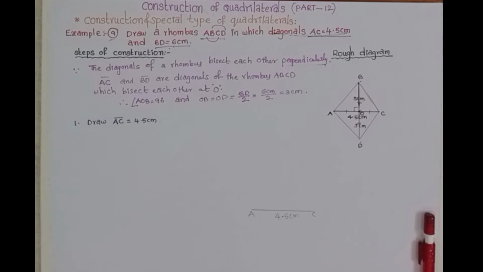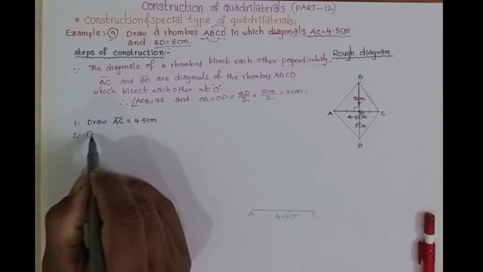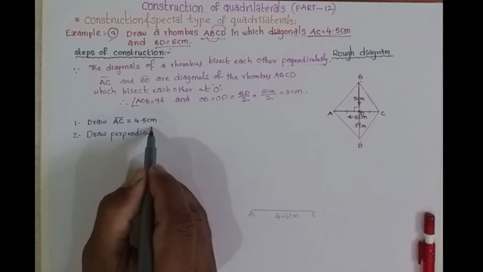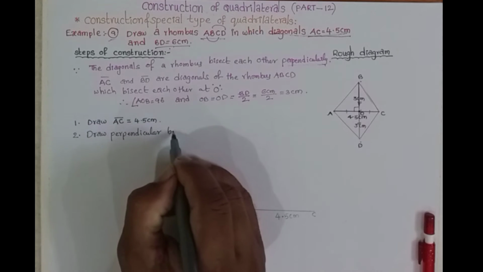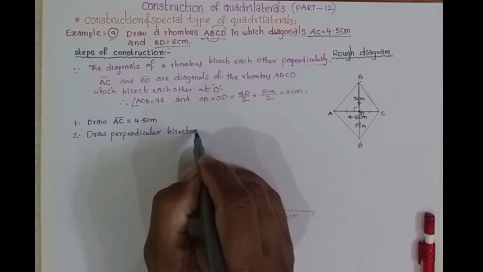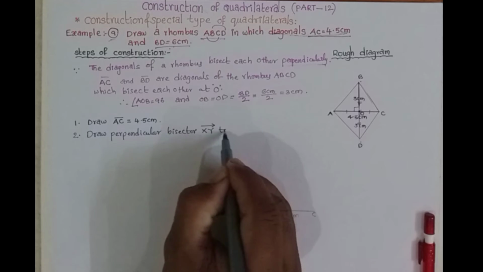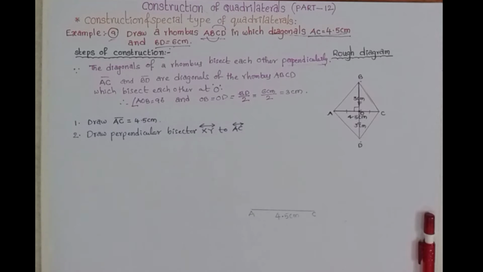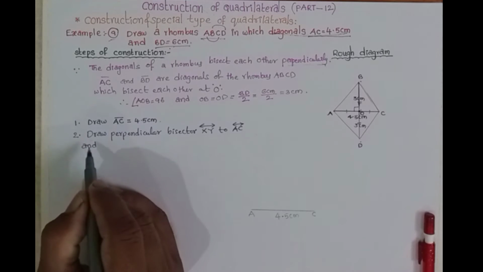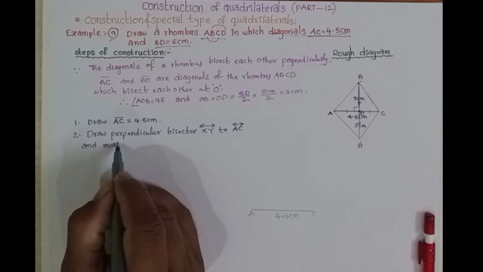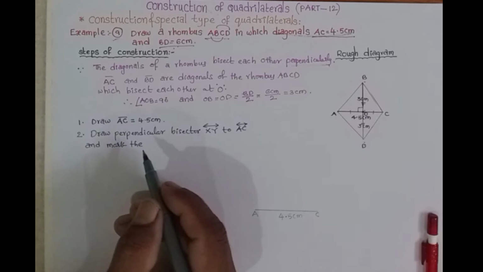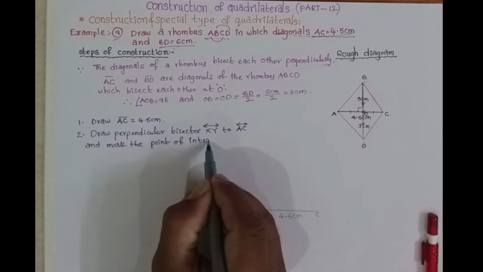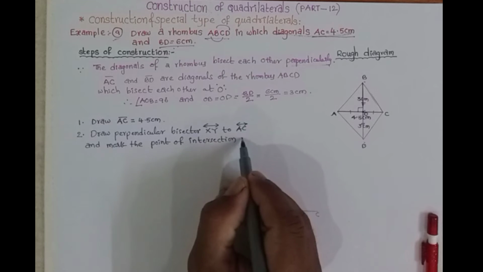Next step of construction. Second point. Draw perpendicular bisector XY to line segment AC, and mark the point of intersection as O.